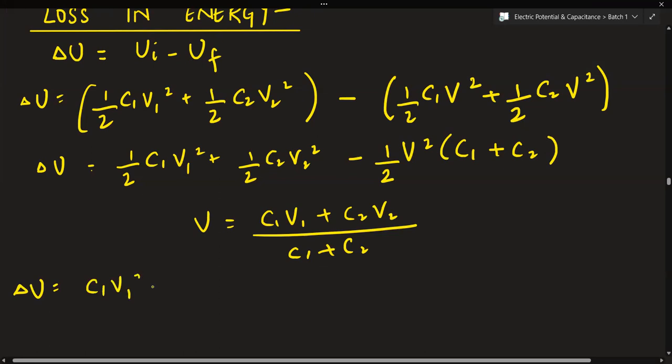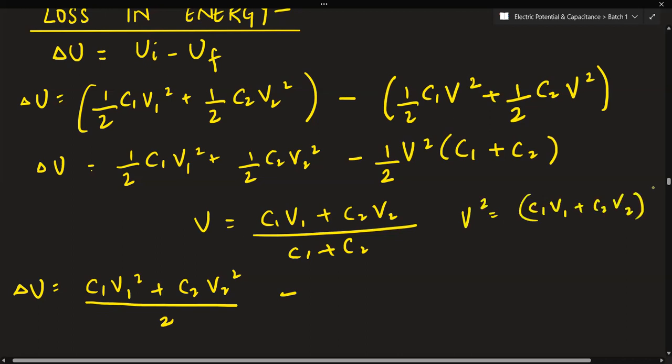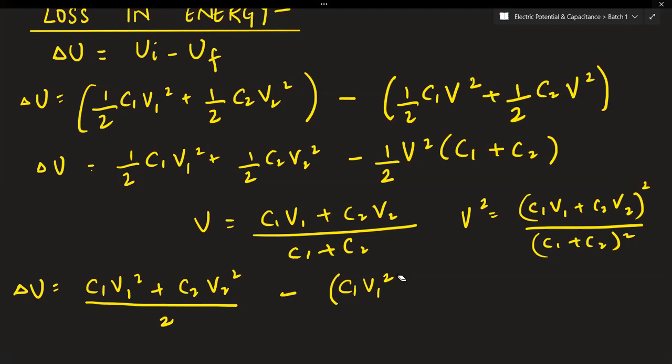This will be C1 V1 square plus C2 V2 square divided by 2, this part, minus. Now, instead of capital V, I am writing this term. So V square will be the square of C1 V1 plus C2 V2, whole square, divided by C1 plus C2, whole square. If V is this, then V square will obviously be this. Let's put this value of V square. This will be C1 V1 square, C1 square, C1 V1 whole square. This is C1 V1.